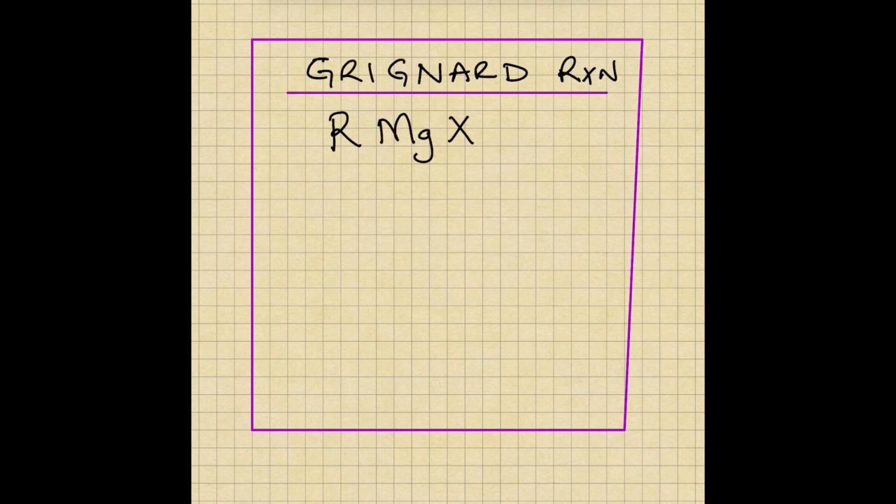Hello and welcome. This is Science Visualized, and today we're looking at an organic chemistry reaction called the Grignard reaction. So, Grignard reaction. Anytime you see a Grignard reagent, it's usually in the form of an alkyl magnesium halide, where the R group could be any alkyl group and the halide could be fluoride, chloride, iodide, or bromide.